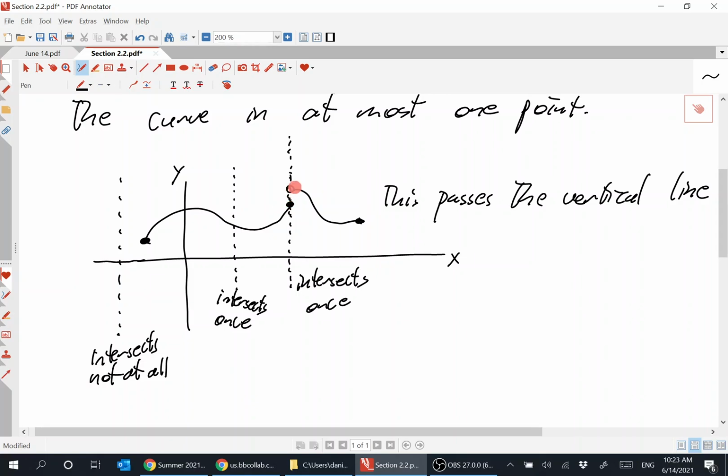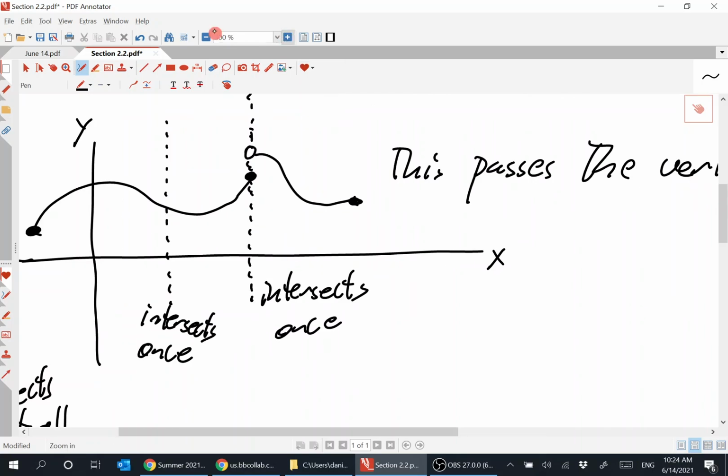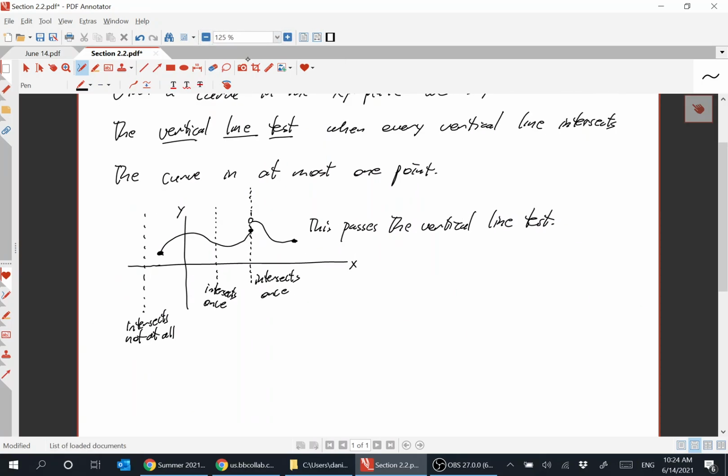And then it intersects at the closed dot right there. Okay, so that vertical line intersects only once. This one not at all. This one once. And the other one is going to be once as well. Okay, so this curve passes the vertical line test.